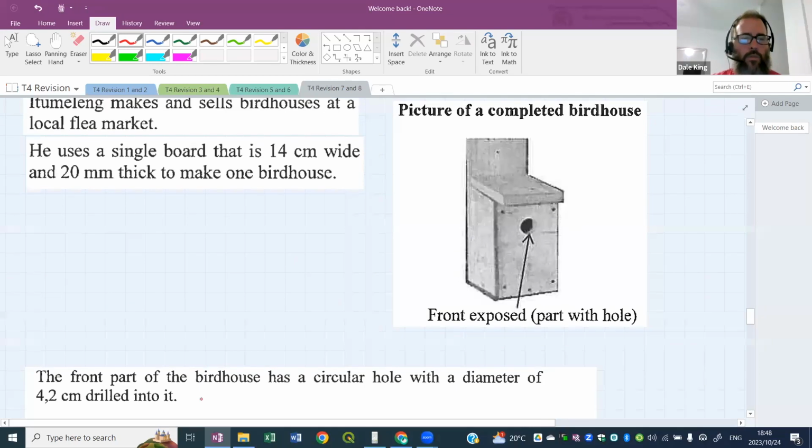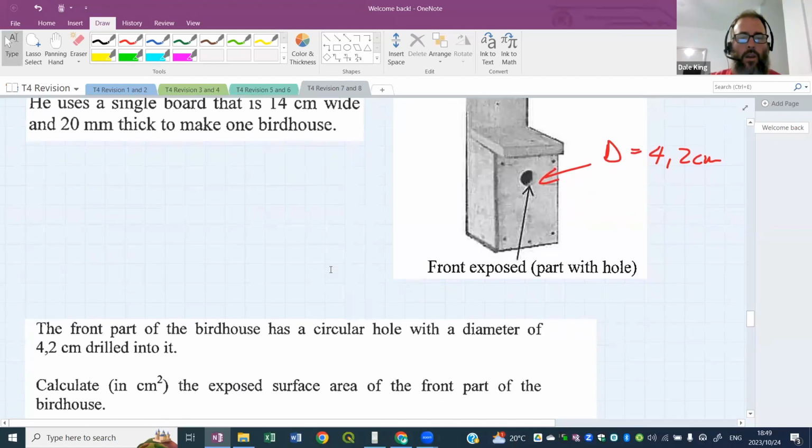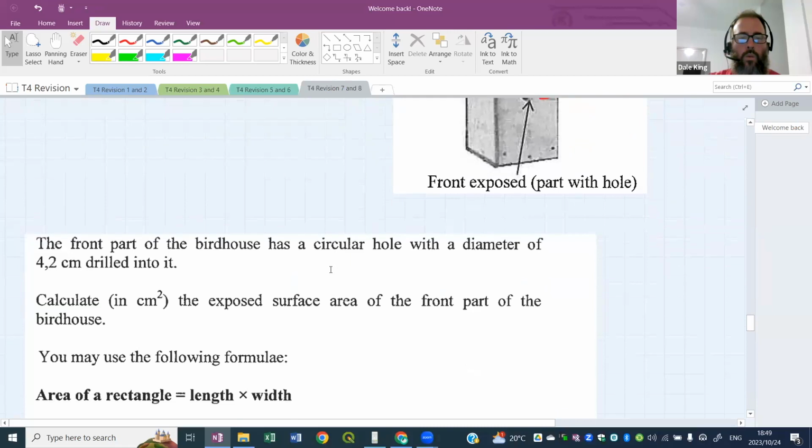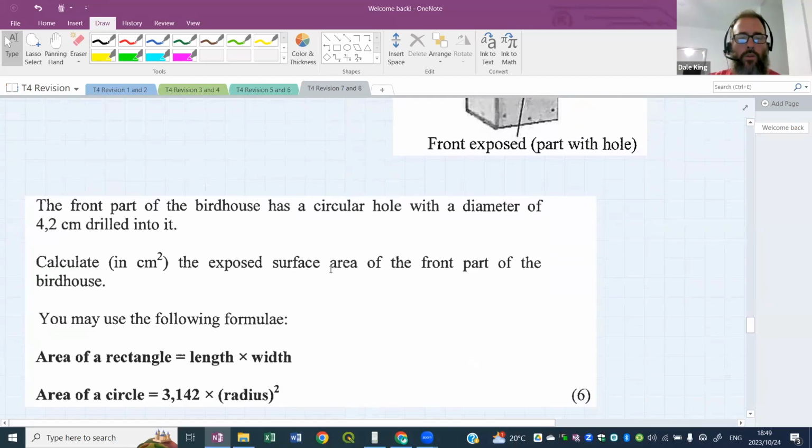Over here at the bottom, there's a sentence that says the front part of the birdhouse has a circular hole with a diameter of 4.2 centimeters drilled into it. So this circular hole has a diameter of 4.2 centimeters. I hope we've got all the information to answer these questions. Let's check. No, we don't.